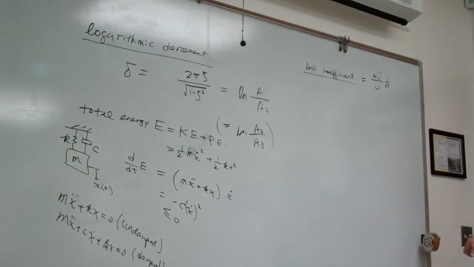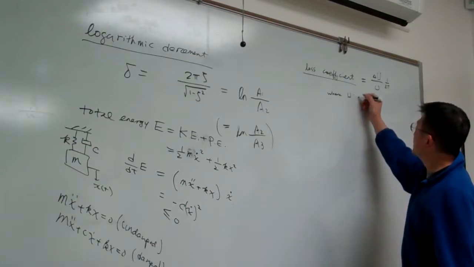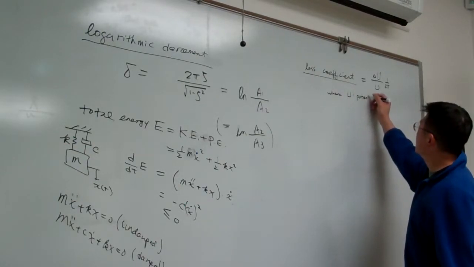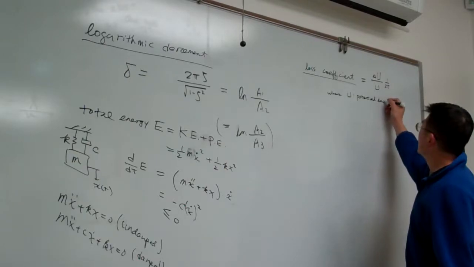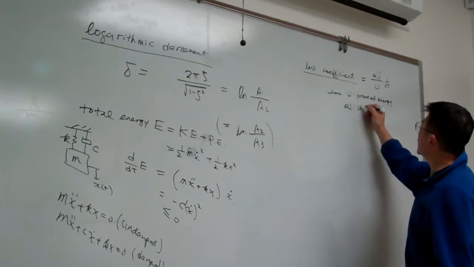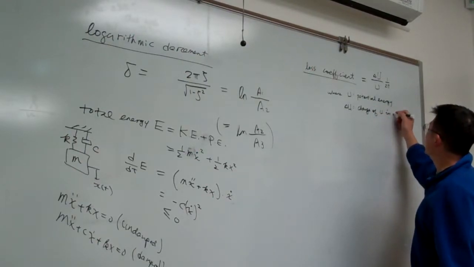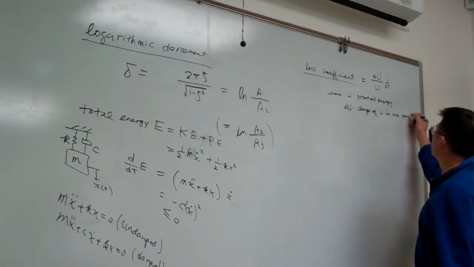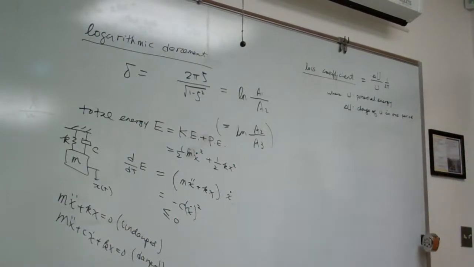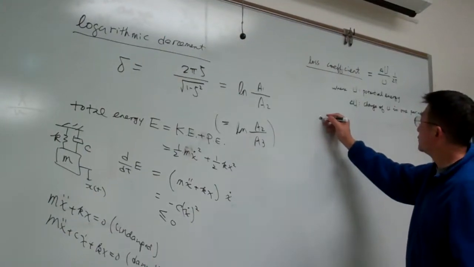Okay, so here the U represents the potential energy, and delta U is the change of U in one period. Okay, so we can do the calculations here, and the delta U.